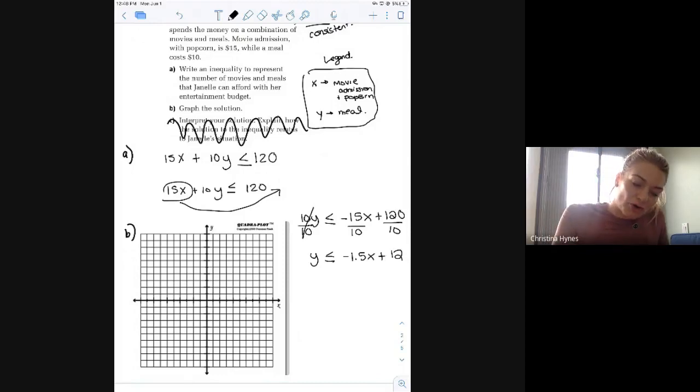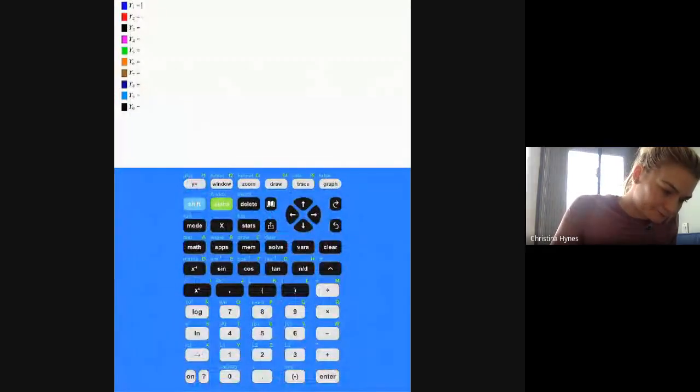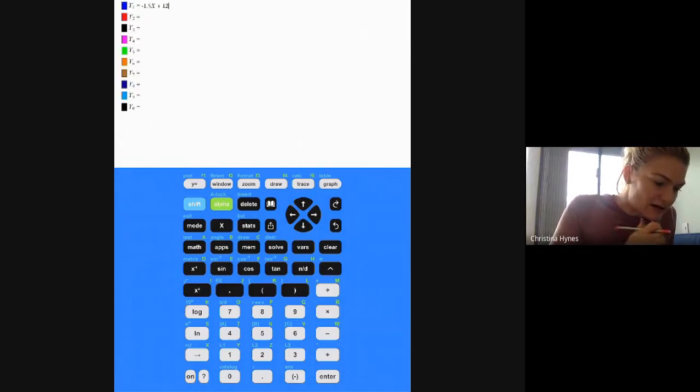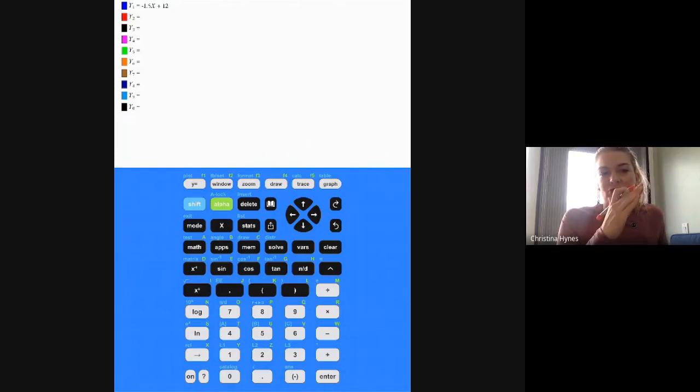Okay, so what you want to do is now graph this linear equation right here in your graphing calculator. You're going to graph negative 1.5x plus 12 as your y1. And then for your window, I would adjust it depending on what you see here. This is the 12. The constant is always your y-intercept. So we know it's going to be going through the y-intercept at 12, and then it's going to be going down from there because it's a decreasing linear equation.